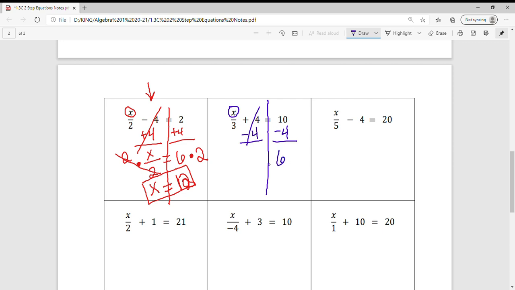Bring down my equal sign and bring down this x divided by 3. So now the opposite of dividing by 3 is to multiply by 3. So those 3's cancel out. Now I have to multiply by 3 on the other side. So 6 times 3 gives me 18. Bring down my equal sign and bring down that variable x.